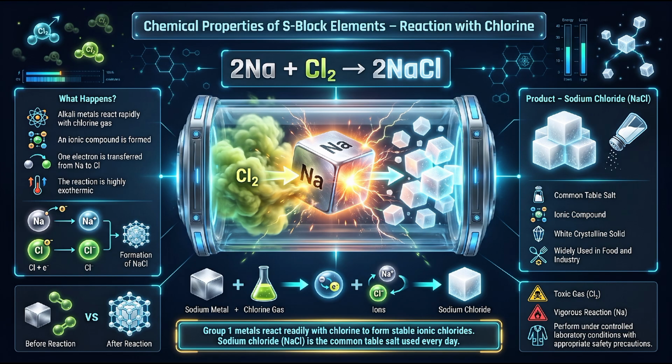Chlorine gas is identified as a toxic gas. It has a yellowish-green color, a strong, irritating smell, and can damage the respiratory system if inhaled. For this reason, chlorine reactions are always performed inside a fume hood or well-ventilated laboratory using appropriate protective equipment. The image also warns that sodium undergoes a vigorous reaction, meaning that considerable heat and light are produced. Therefore, these experiments should only be carried out under controlled laboratory conditions by trained personnel using proper safety precautions.